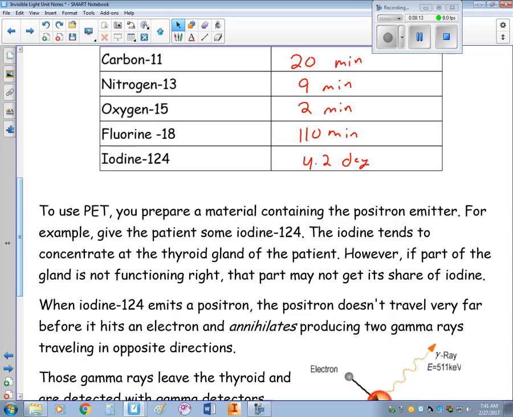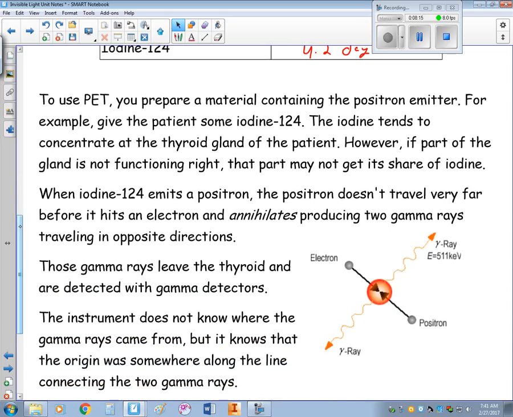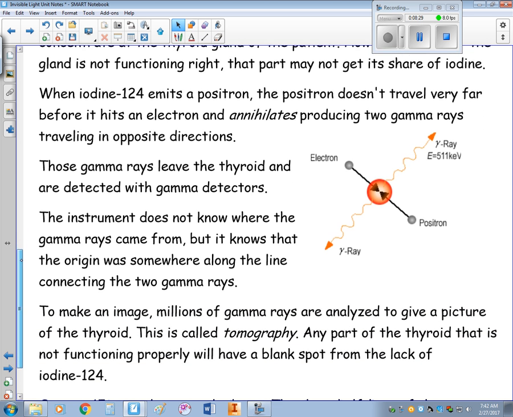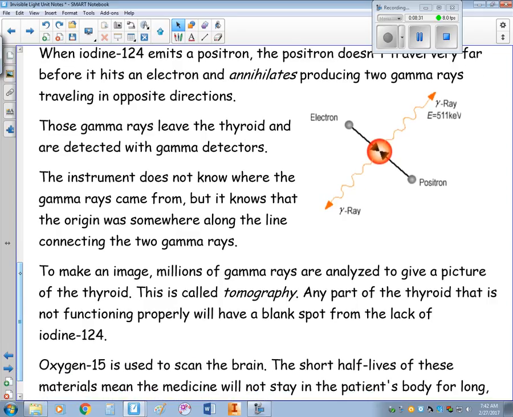So when the iodine 124 emits a positron, the positron doesn't travel very far before it hits an electron and annihilates, producing 2 gamma rays traveling in opposite directions. These gamma rays then leave the thyroid and are detected with gamma ray detectors. So the instrument does not know where the gamma rays come from, but it knows that the origin was somewhere along the line connecting those 2 gamma rays.